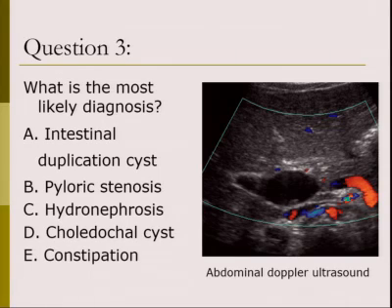So what is the most likely diagnosis? And here is a copy, an image of her ultrasound. An intestinal duplication cyst, pyloric stenosis, hydronephrosis, choledochal cyst, or E, constipation.